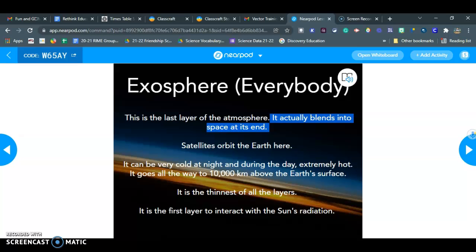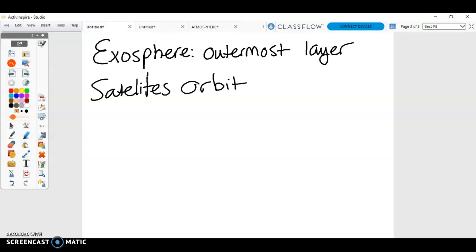So again, exosphere. What are the two big main points about the exosphere? Well, we just wrote those down. It's the outermost layer, and satellites happen to orbit here.